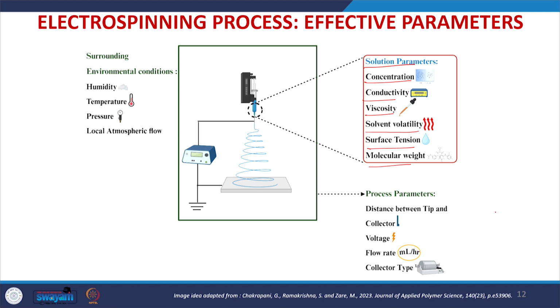Under the process parameters: the distance between the tip and collector, voltage, flow rate and the collector type. The collector type, this is a stationary collector, and we can also use this kind of rotating drum collector if you want to get the aligned fibers. This I will discuss later in detail. And the third parameter is the environmental conditions, where the humidity, temperature, pressure and the local atmospheric flow will play a very important role. Let us see the parameters one by one in detail.